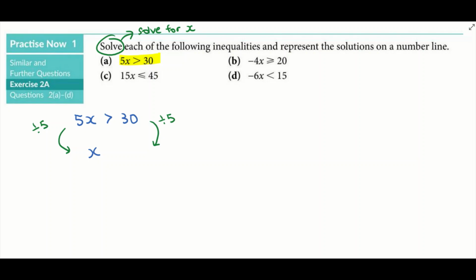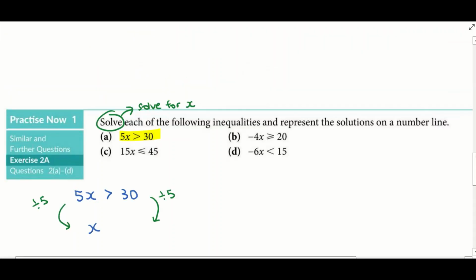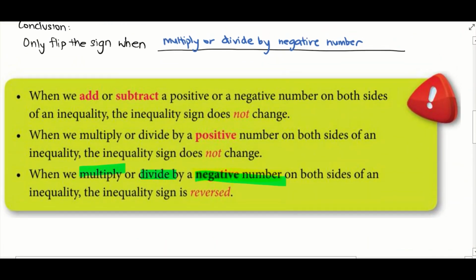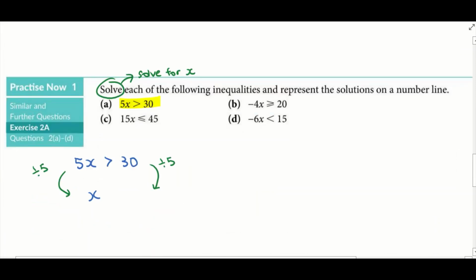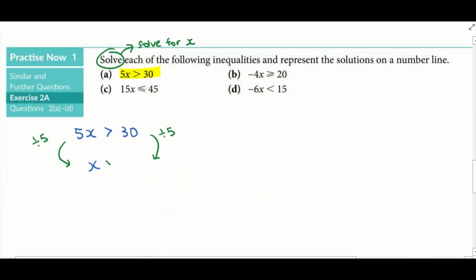So when I divide by 5, does the sign change? The sign will only change when I divide by negative number, right? So no change means no change. Still more than. More than who? 30 divided by 5 is 6. That's the answer. 1 mark.